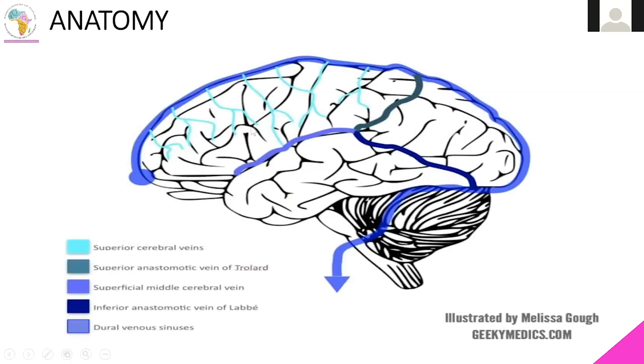On this diagram, you can see the dural venous sinuses. Here we have the superior cerebral veins, and here, connecting this sinus and the Sylvian vein, we have the superior anastomotic vein of Trolard. Now connecting the Sylvian vein and the rest of the sinuses below is the inferior anastomotic vein of Labbé. This is a brief description of what was just explained, and you see they all drain into the internal jugular vein.